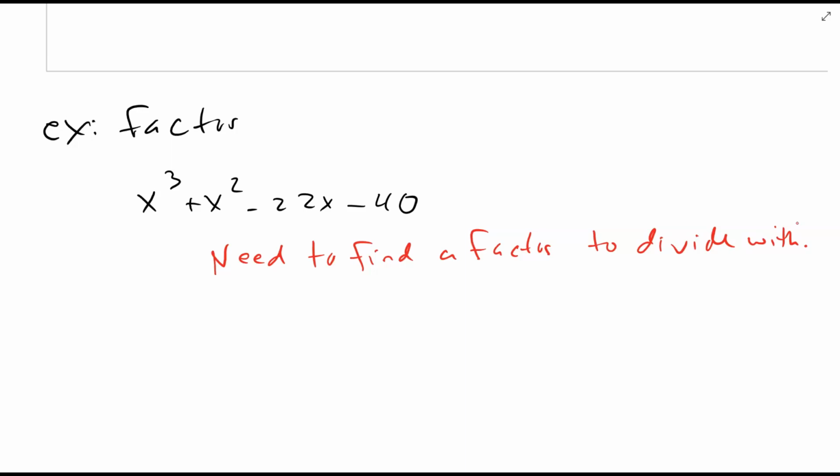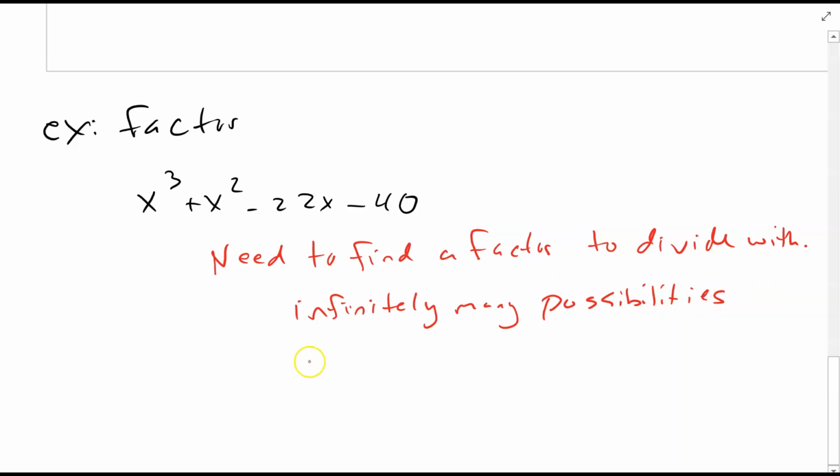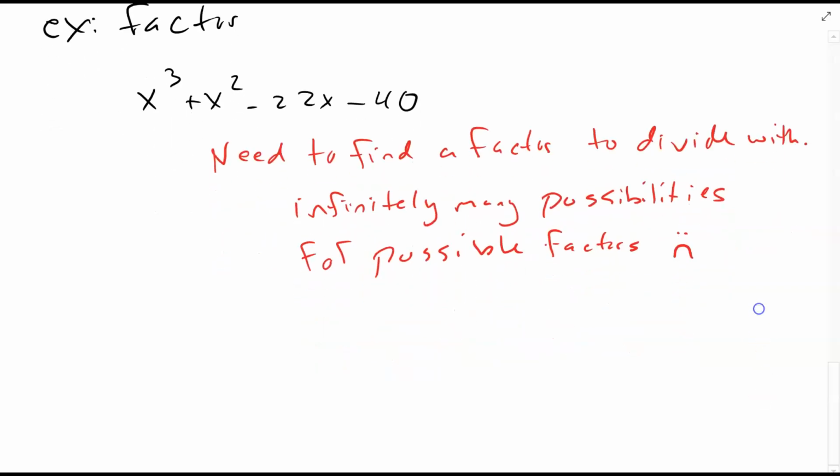How would I choose which ones to pick? Right now, we have no insight as to that. So right now, we have infinitely many choices. That's bad, right? So what we're going to be working on the rest of this week is ways to reduce the number of choices and give ourselves a little bit more insight as to how we could choose a starting point or what these possible factors would look like. Okay with that plan? And we're going to do that through a series of theorems.